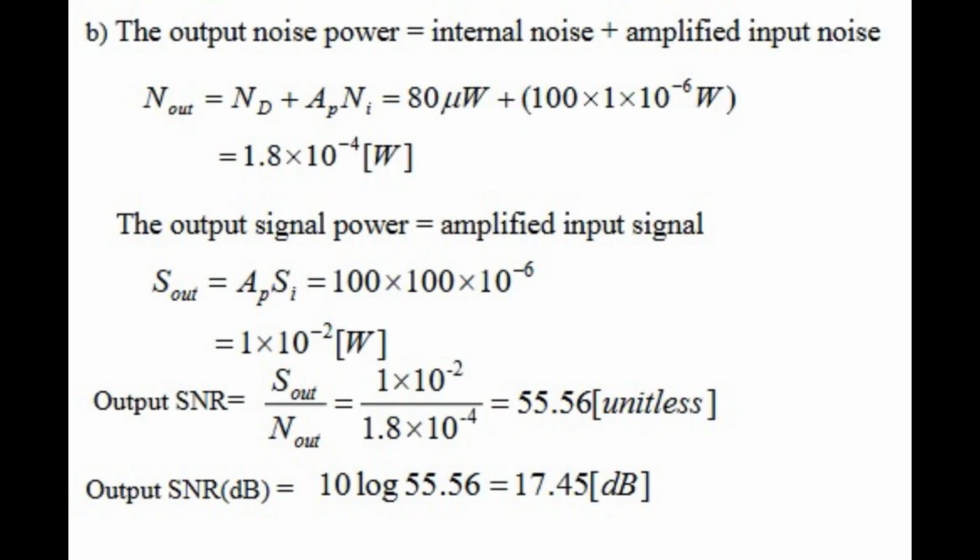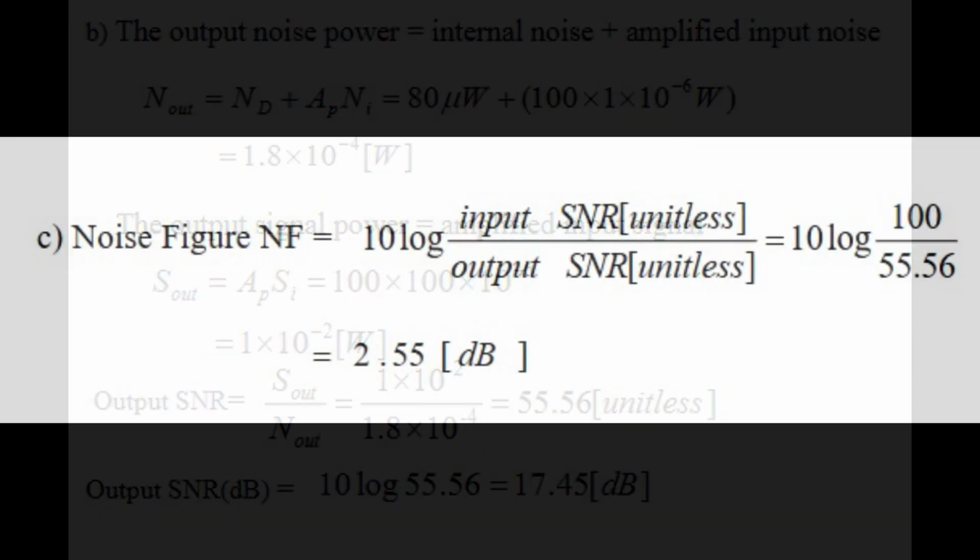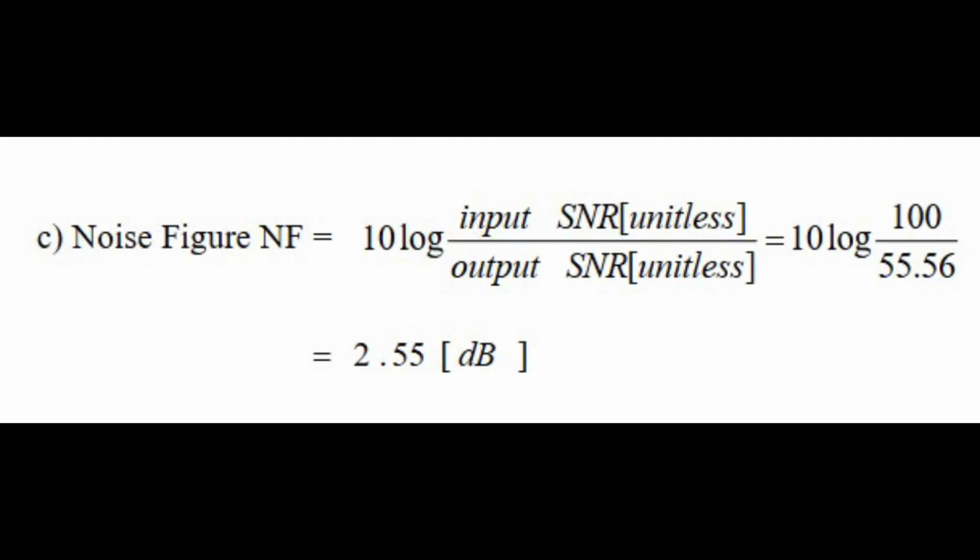55.56. Now again, we have to convert it to dB. Using the formula 10 log 55.56, we get 17.45 dB. Moving on to the last question, where we have to find the noise figure of the receiver. The formula we use is NF equals 10 log SNR input over SNR output. Substituting the values we have, we get the answer directly in dB, which is 2.55. So that's all for this question.